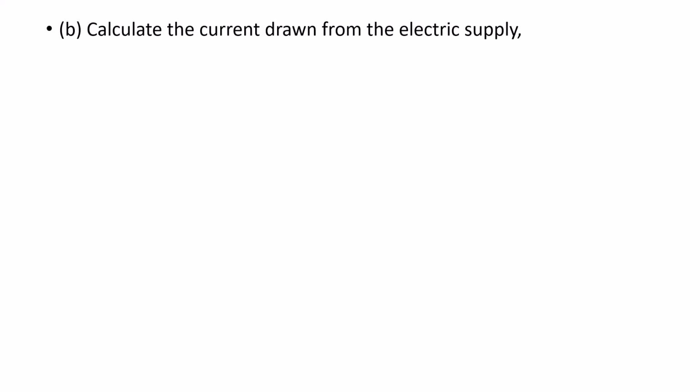The B part of the question is calculate the current drawn from the electric supply. Here both the lamps are in parallel, and we know that the current will split into I1 and I2. So first, for the first lamp, P will be equal to V into I1. So what is I1 then? I1 will be equal to P by V, and P is 80 watt and V is 220 volt.